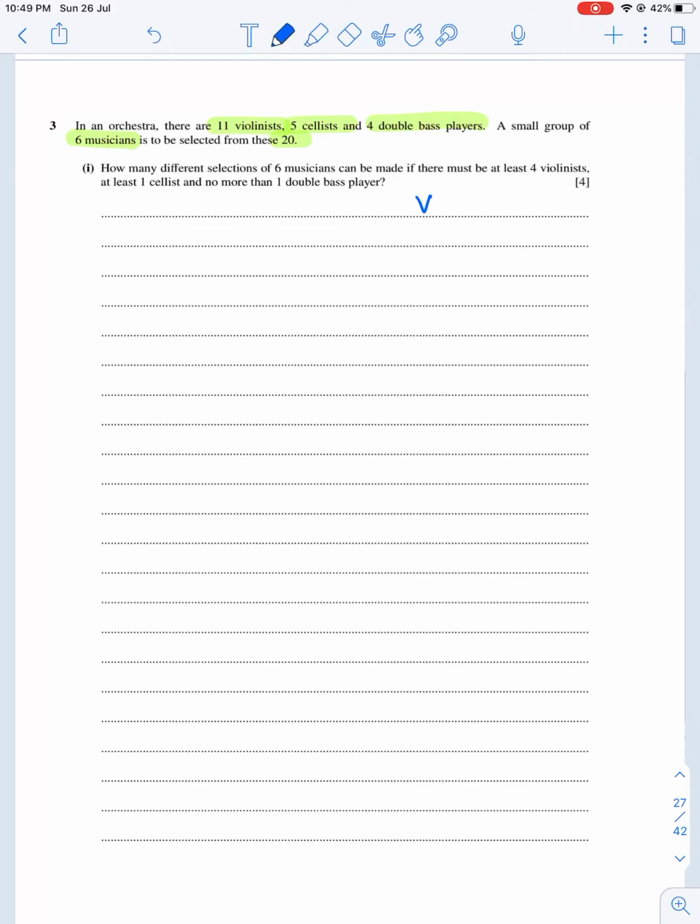Okay, first of all, let's write it down. Violinist, cellist, and then you've got double bass players. You've got 11 violinists, 5 cellists and 4 double bass players. Now, the requirement is that you are supposed to choose at least 4 violinists, at least 1 cellist, and not more than, at maximum, 1 double bass player. In all you are supposed to choose 6 musicians.